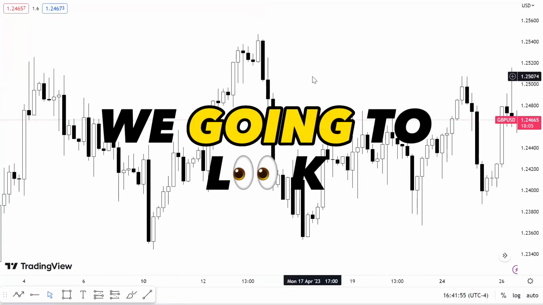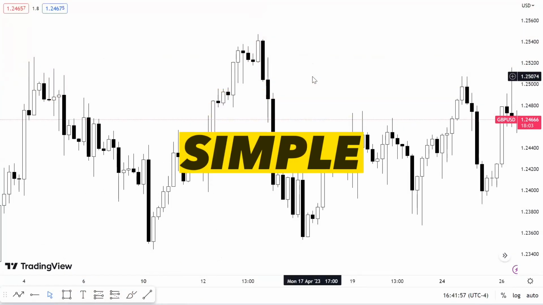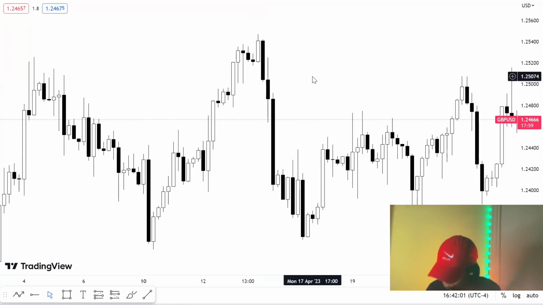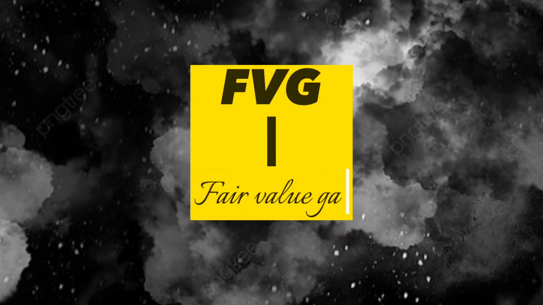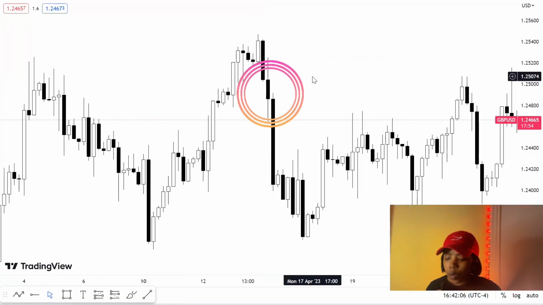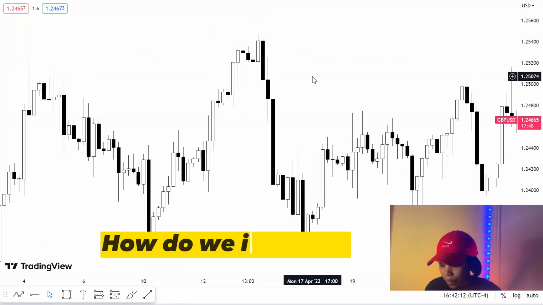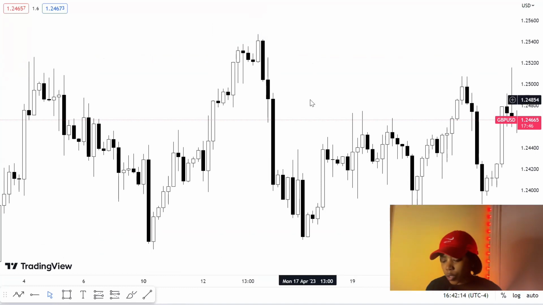to look at the simple price delivery and the fair value gap, right? Most people are very much still confused as to how do we identify the fair value gap, okay? This is actually one of the most simple ICT strategies I think there is.